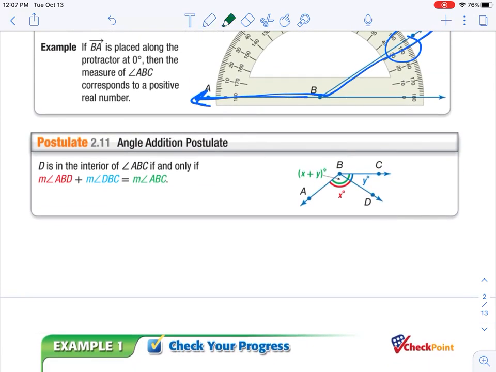And the angle addition postulate is similar to our segment addition postulate. We're going to use this one a bunch, so I would make sure to highlight it. Keep that in your mind, okay? So this states point D is in the interior of our angle if and only if the measure of ABD plus DBC equals the whole thing ABC. So we learned this earlier in the year. Hopefully you recall that. The part angle plus the other part angle has to equal the whole angle.